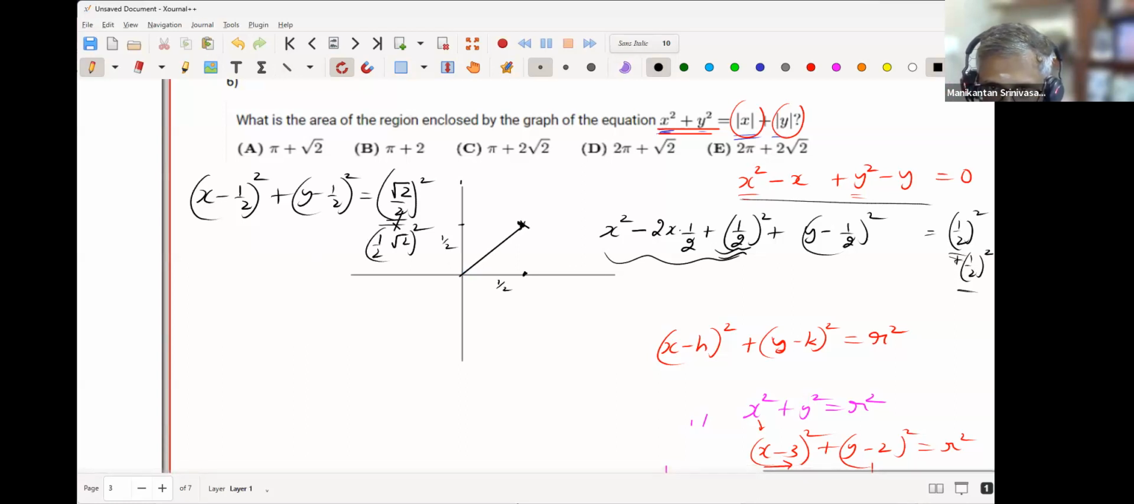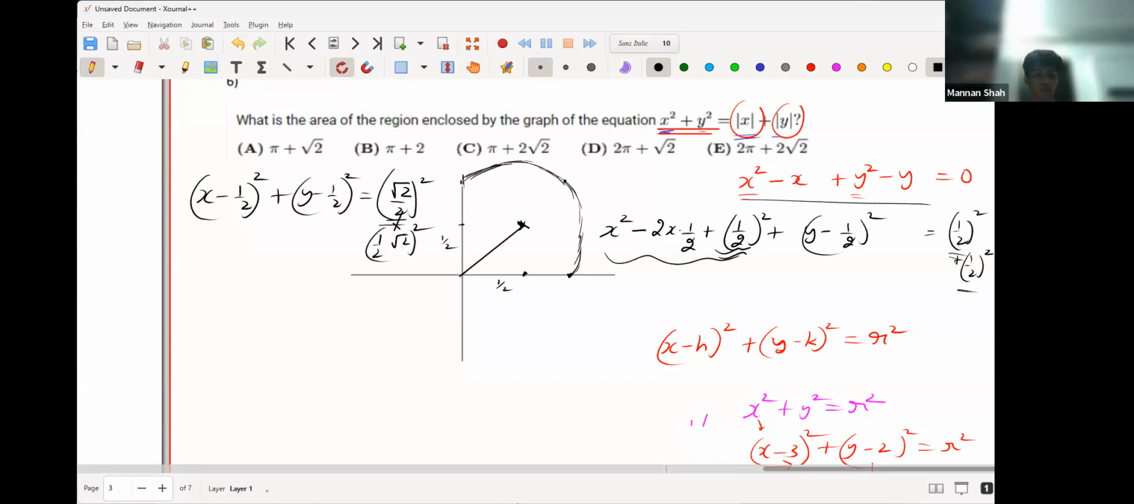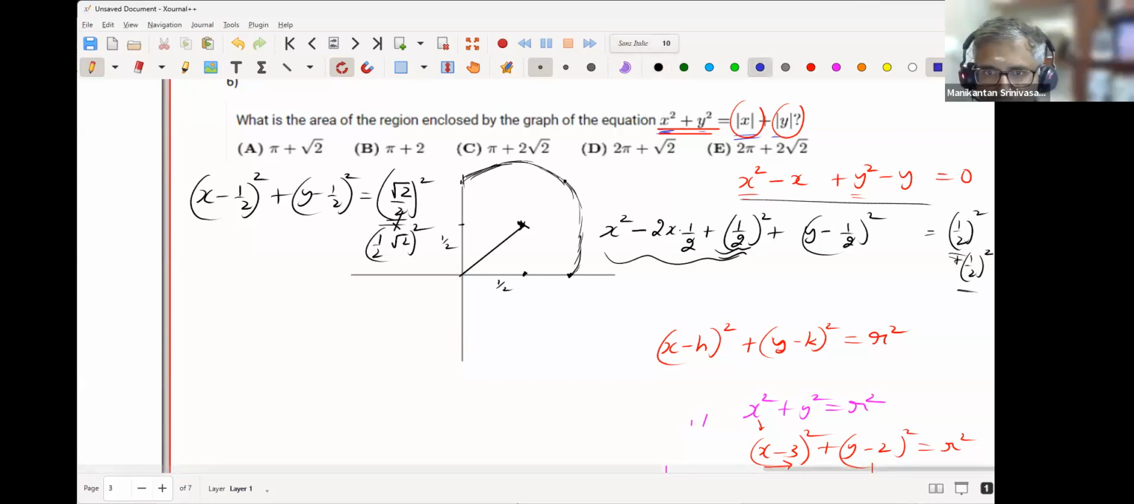So with this as the center and a radius of 1 by root 2, the circle will pass through 1, 1 clearly, and it'll be a picture like this, right? And it has to pass through this point also. Are you able to imagine this, guys? In the first quadrant, are you able to imagine this picture? All of you? Manan, you're with me? Yes, sir. All of you with me? Okay, cool. And then it's going to be a symmetric picture along all 4 quadrants.